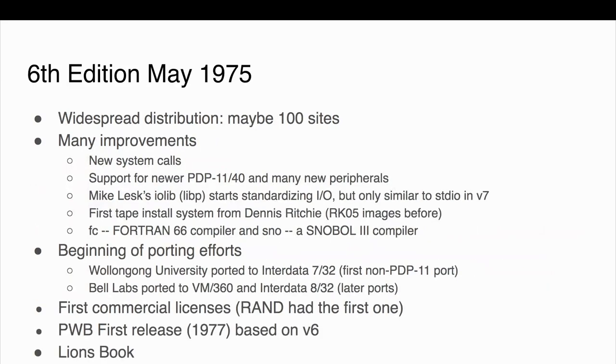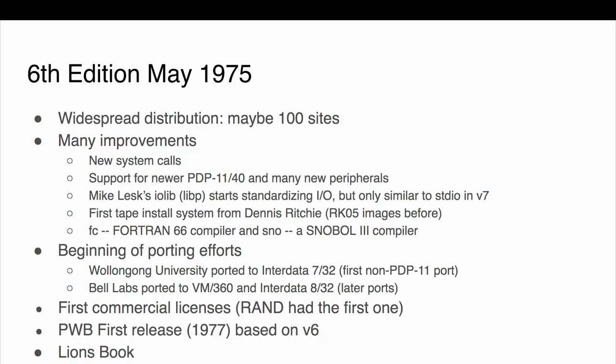And then we have the sixth edition, which is the first one to receive widespread distribution. There were maybe 100 or 200 sites that were running it outside of the Bell system. There were a bunch of new system calls, a bunch of new hardware support. We're starting to get something that looks a little bit like Studio, but not really. But that's the first system that was on.